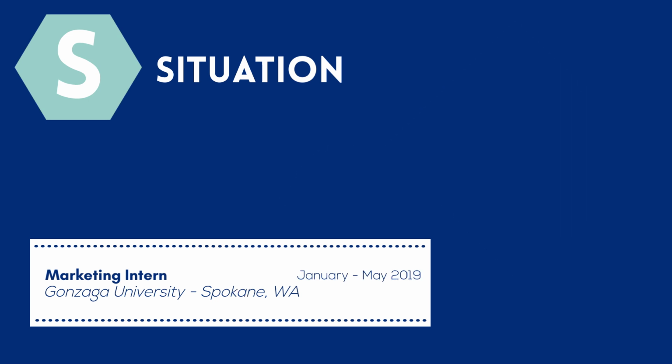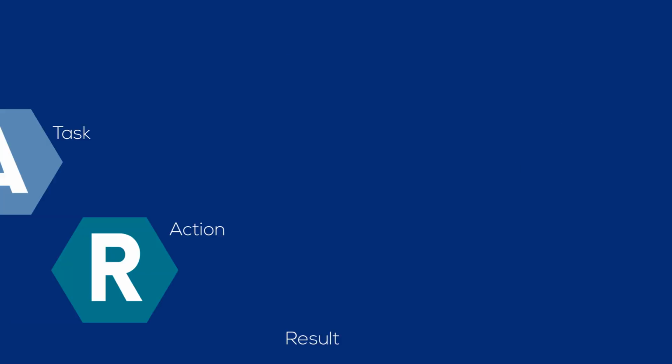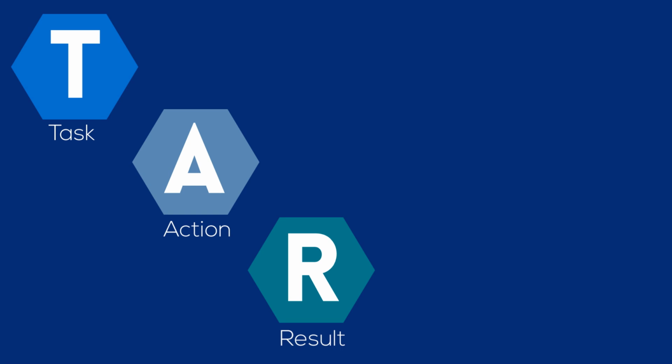Remember that these dates should be right justified and experiences within sections should be in reverse chronological order. It's often best to use month ranges for dates. Task, action, and result are integrated into the bullet points that follow each experience.